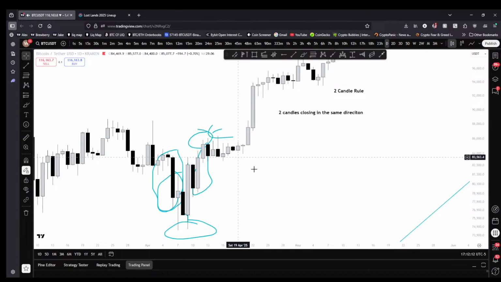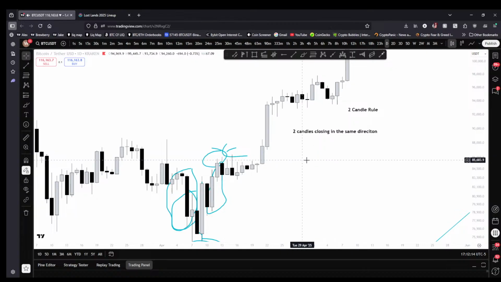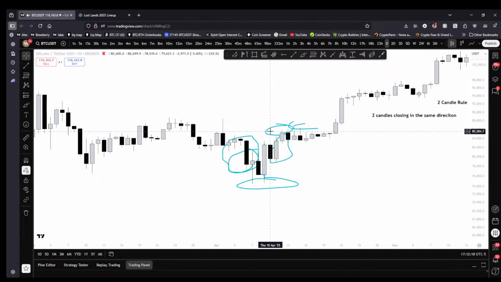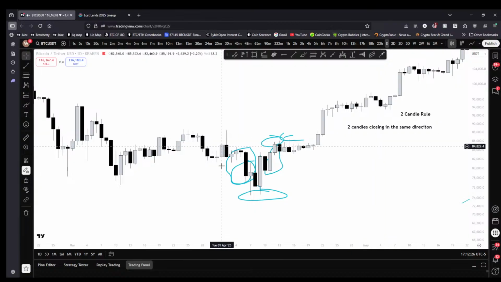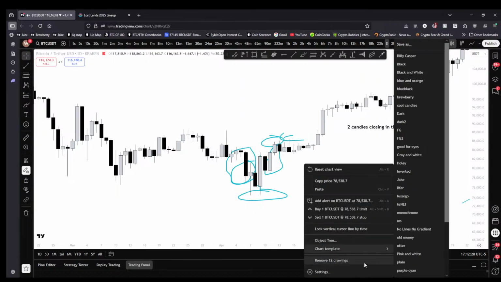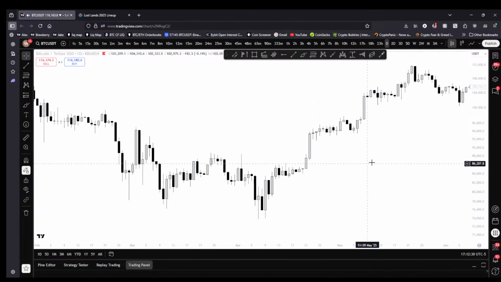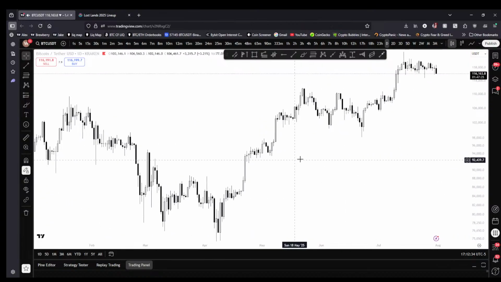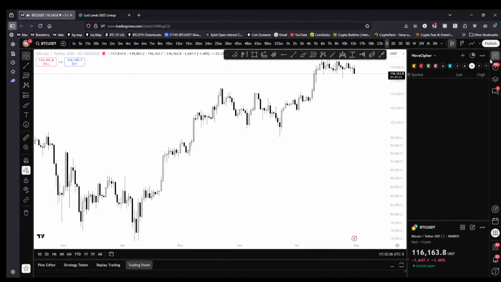Before we go on, I wanted to go over that because you're not going to be able to identify break of structures or change of characters unless you're able to identify the 2 candle rule, 2 candle market structure. I kind of skipped over that earlier. That's my bad. But definitely you need to understand that. Okay, so a good example of how to use order blocks.